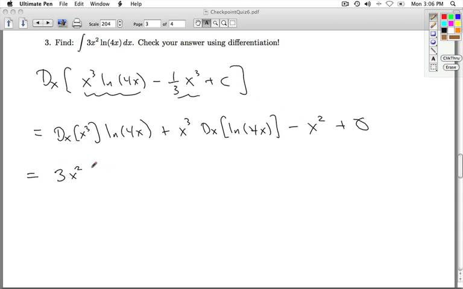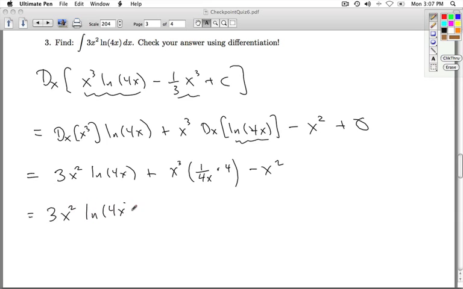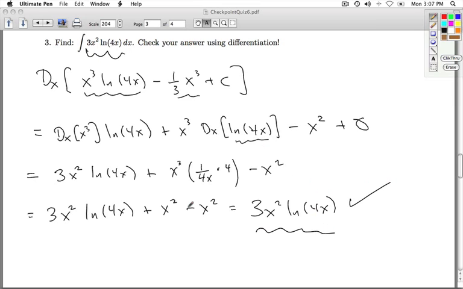So I get 3x squared natural log 4x plus, I take the derivative of this, I get x cubed times the derivative of the natural log of 4x, we saw that earlier, 1 over 4x times 4. I get 3x squared natural log 4x plus x squared minus x squared. So I get 3x squared natural log 4x, and just like magic, that's the integrand. So that checks it.